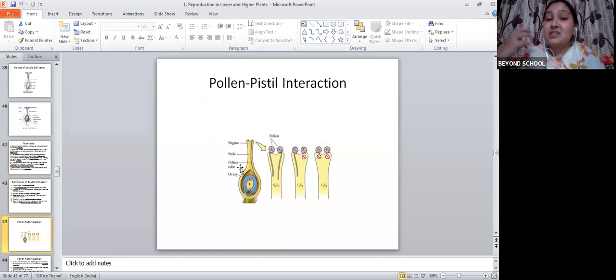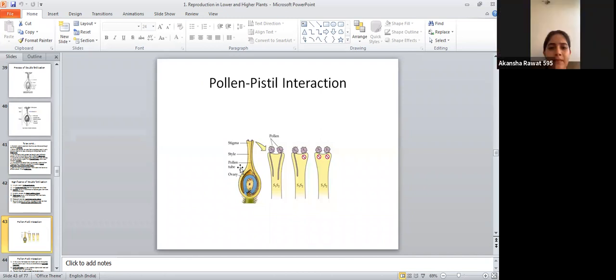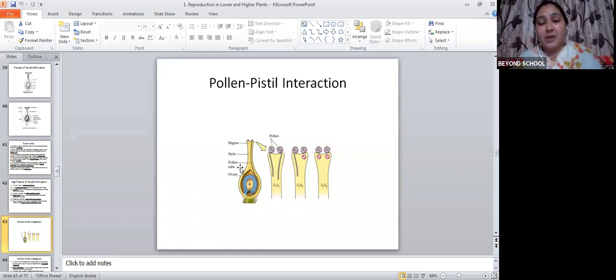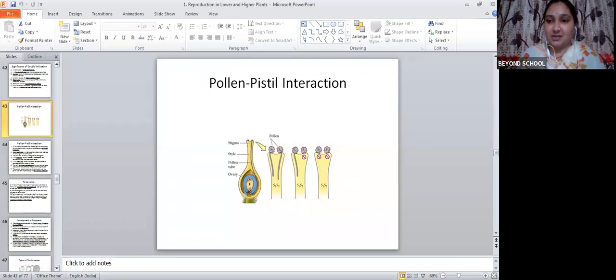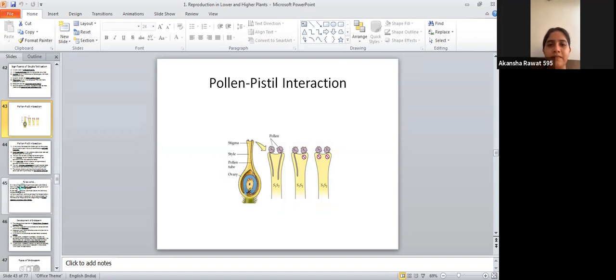So for such reasons, the style and stigma identify their own pollen grain. If a shoe flower pollen grain has been brought by an insect, it will be identified by the stigma. If the pollen grain is of shoe flower, the style and stigma will keep it. If some other plant's pollen grain is there, it will get degenerated, because it is not of our plant, so we are not going to provide nourishment to them.